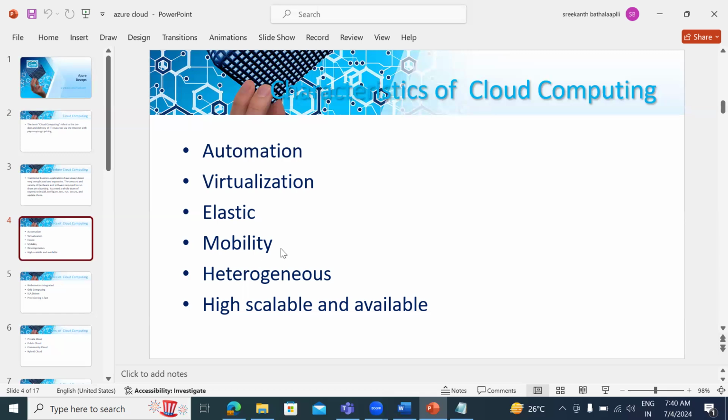And mobility. The meaning of mobility is we can connect to the resources from anywhere. From your office you can connect, or from an internet center, or from your home, from anywhere, any device. So this kind of mobility feature we also have with the cloud. And heterogeneous. The cloud offers a vast set of options to the customer: huge hardware options, huge database options, huge platforms, multiple applications.